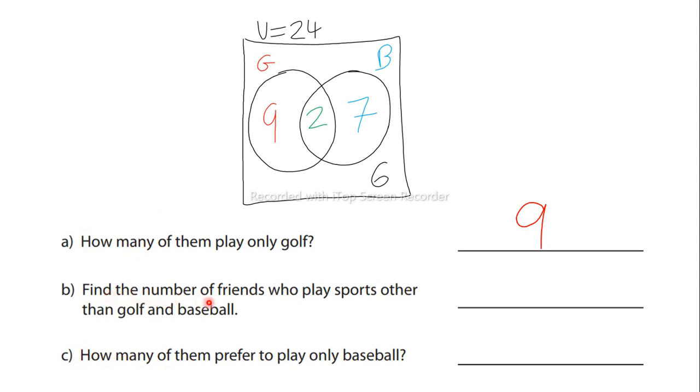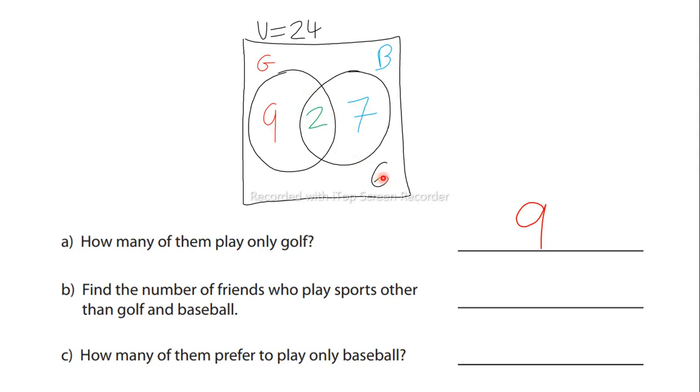Find the number of friends who play sports. Find the number of friends who play sports other than golf and baseball. 6. Very good. They want the ones that do not play golf and baseball. They play other sports, but they don't play golf and baseball. So they are outside of this set. So it's 6.